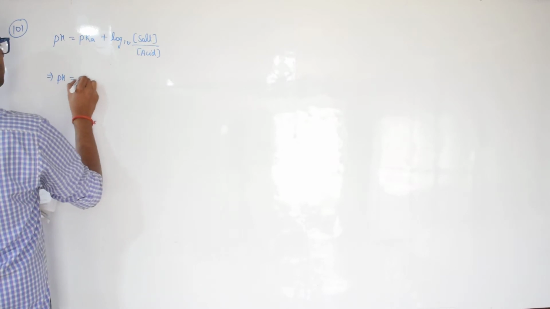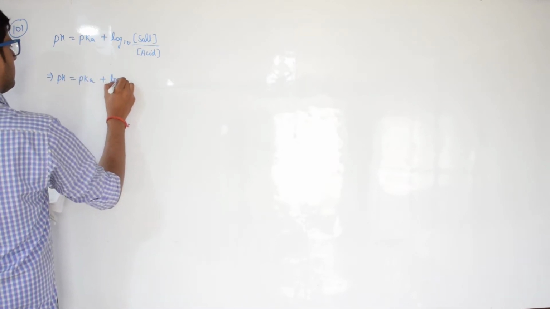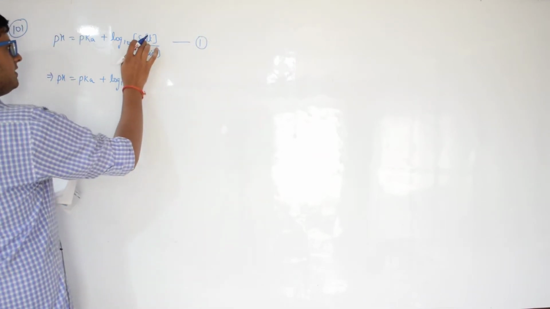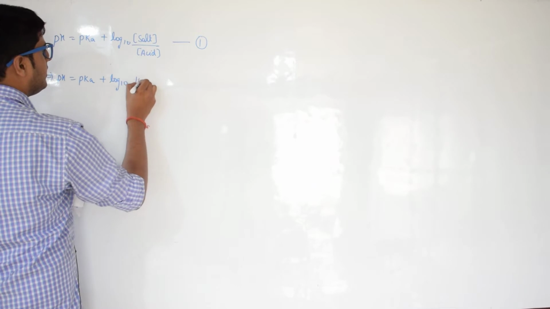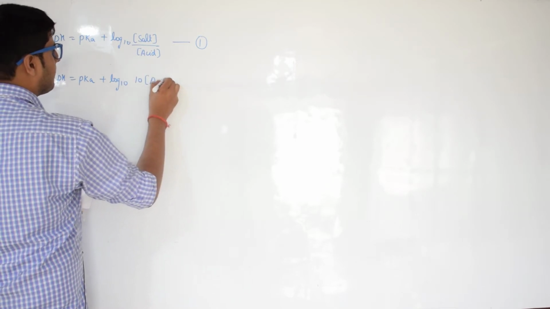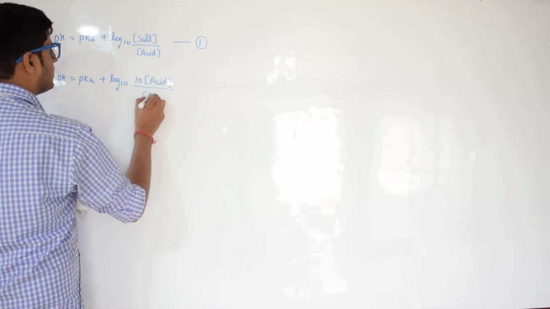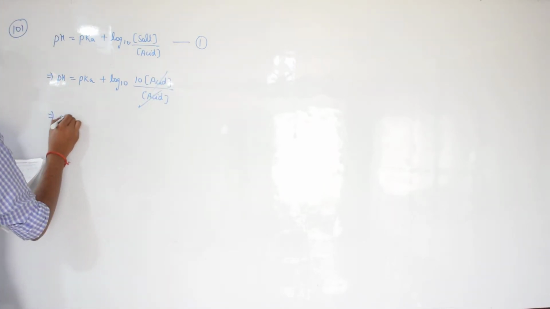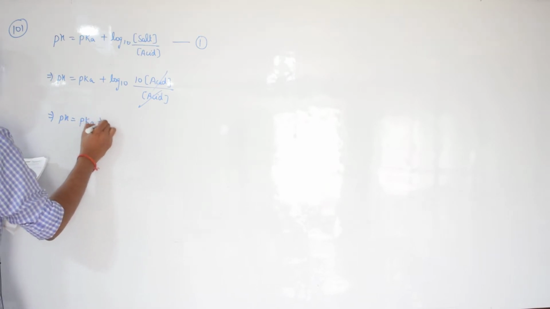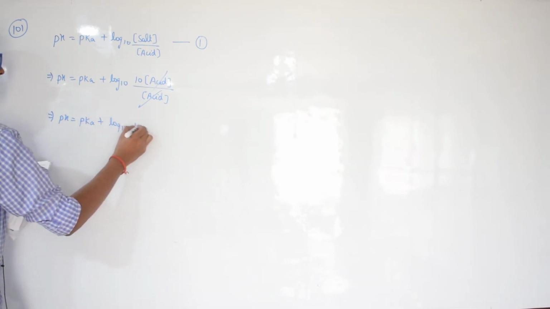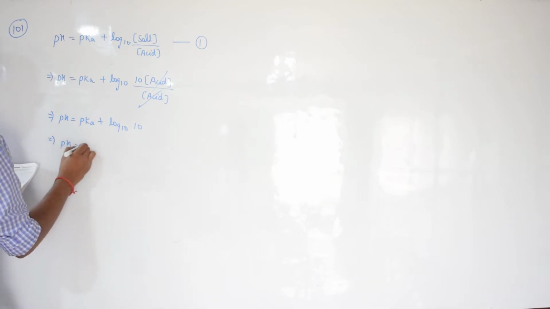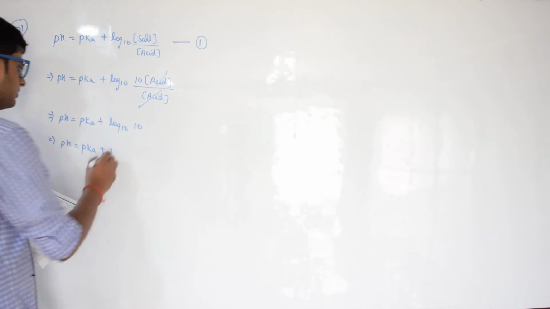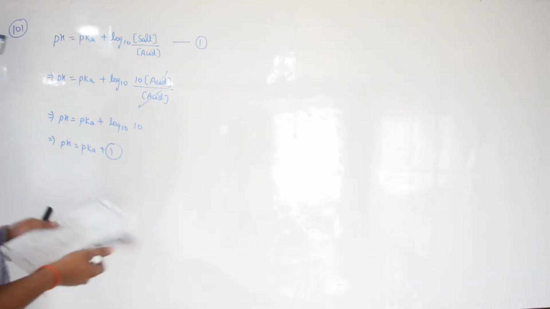It is said if the ratio of concentration of salt to that of acid is increased 10 times. Let it be equation number 1, and if it is increased 10 times, then it will be 10 times the concentration of acid upon the concentration of acid. The concentration of acid must be cancelled. pH is equal to pKa plus log 10, so pH is equal to pKa plus 1, that means it increases by 1.